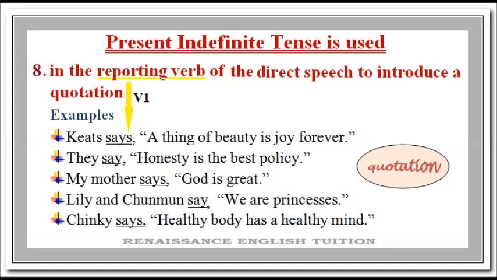In the first sentence, Keats says, "A thing of beauty is joy forever." Says is the reporting verb and is in the first form of the verb. This verb introduces the quotation, "A thing of beauty is joy forever." Similarly, in all other examples, the reporting verb is in the present indefinite tense, say or says.